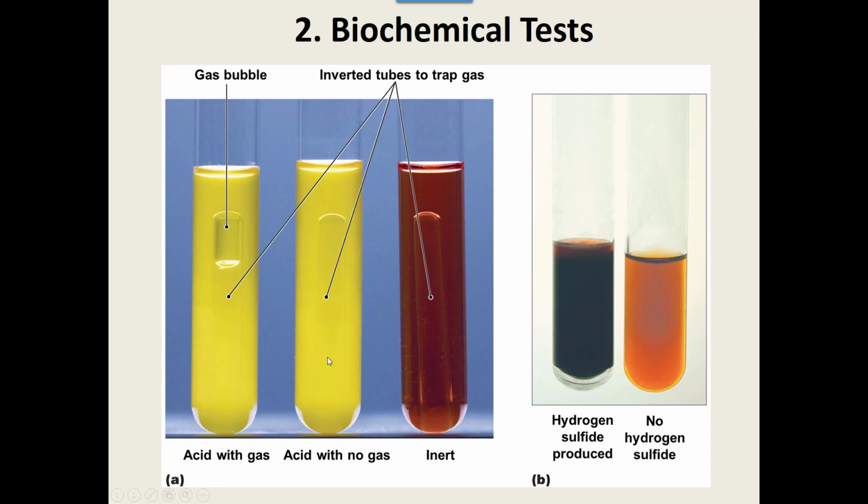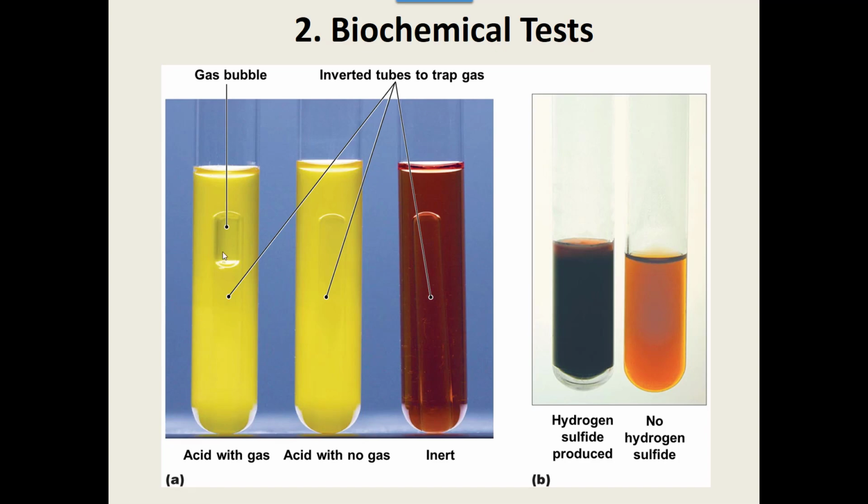There was some type of pH indicator that shows there's an acid present now. And then another organism can take that substrate, make an acid, and not only does it make the acid, it also produces gas, which they're trapping inside this little inverted tube.